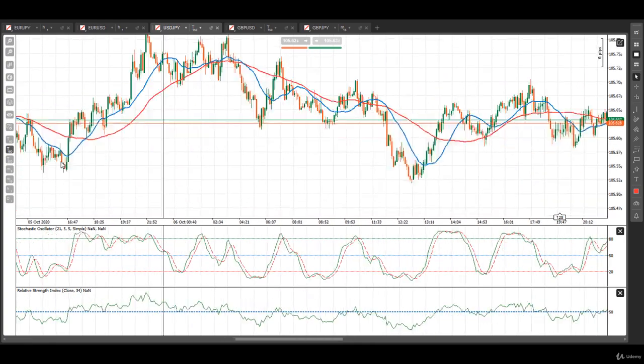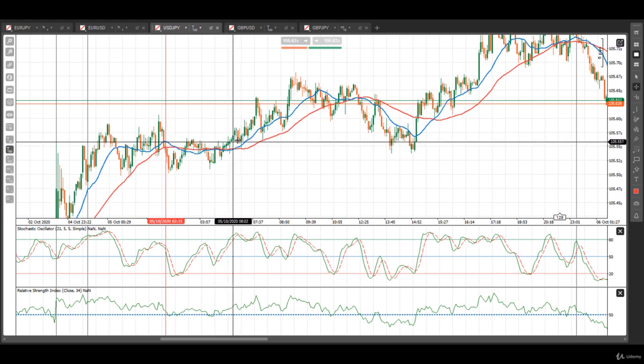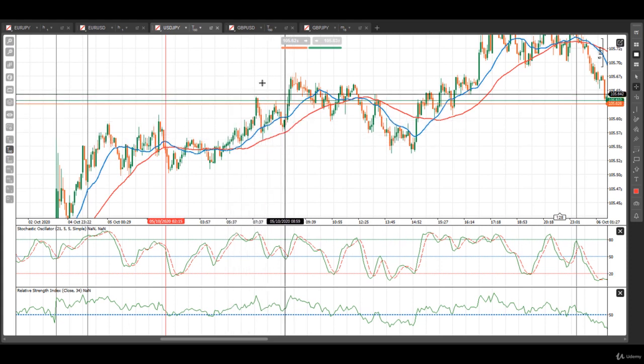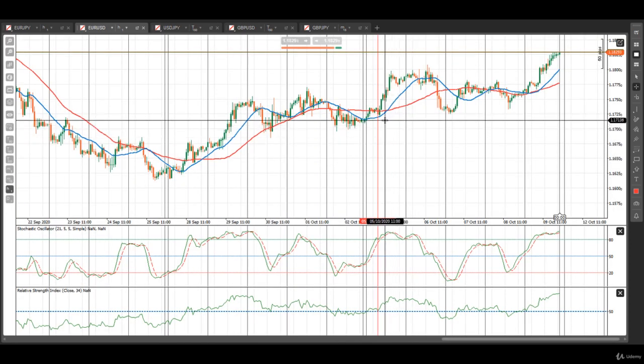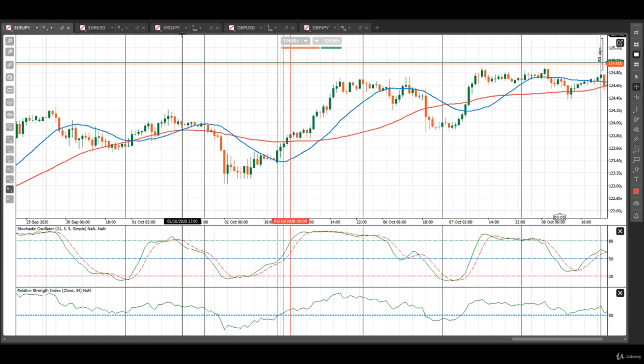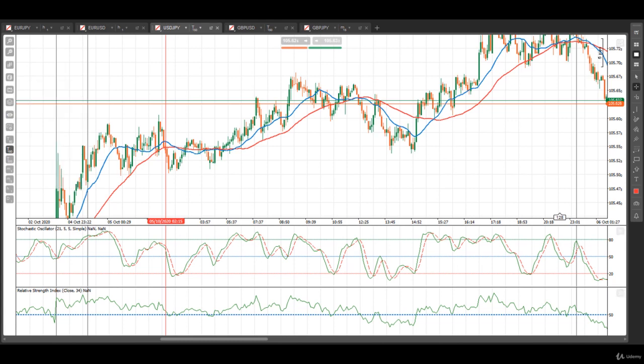So where is it? So here we have USD JPY trending up, okay, and Euro USD trending up and Euro Yen trending up. So for me, I will choose the Euro Yen, because all the family is trending up. So let's take a look at the table, what it will tell us.